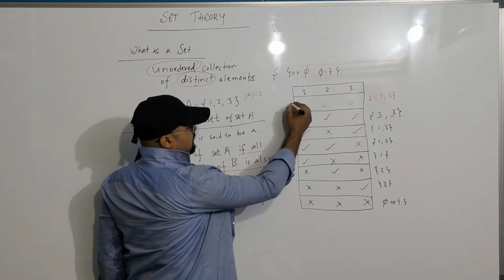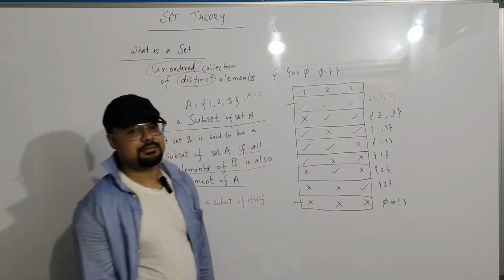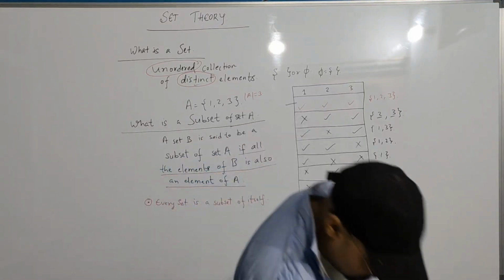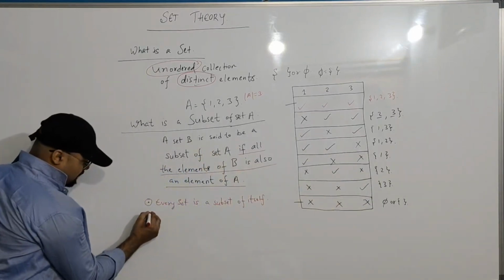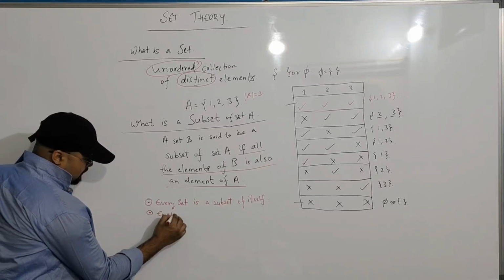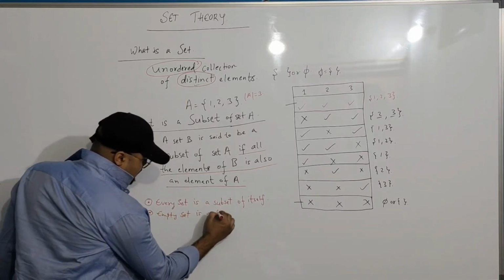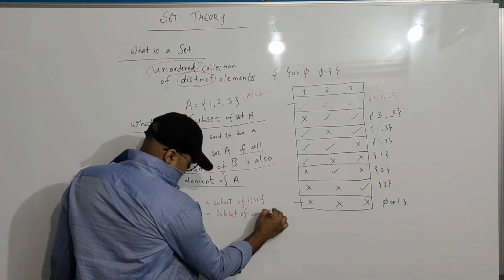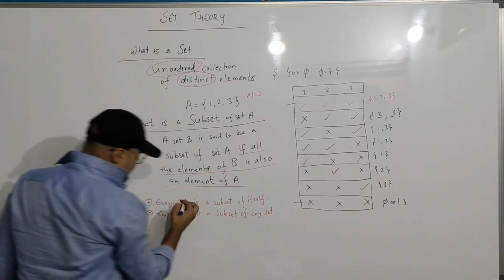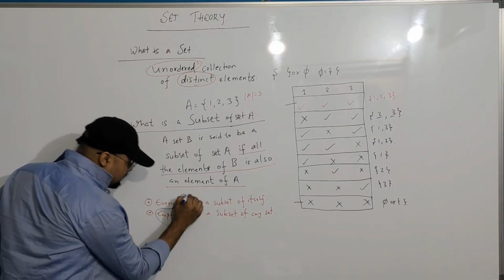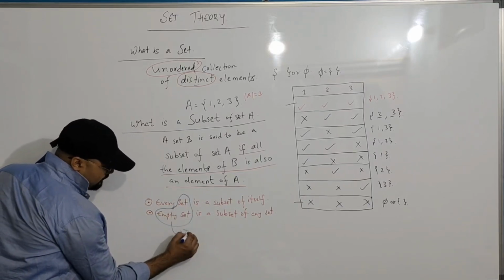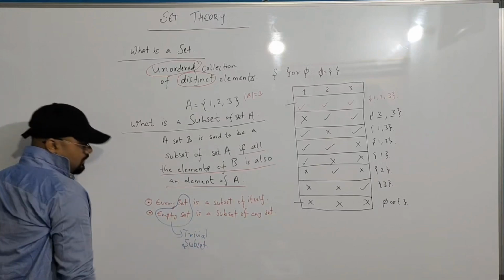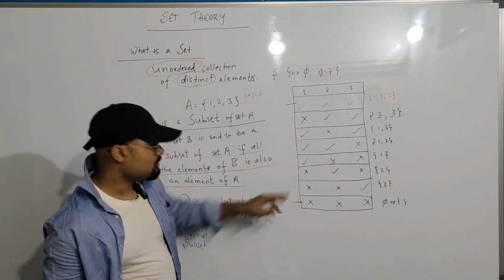These two, this and this, are called trivial subsets. For every set, the set itself and the empty set are the trivial subsets of a set. The empty set is a subset of any set. For any given set, the set and the empty set are the trivial subsets. These two are trivial and the remaining are subsets.